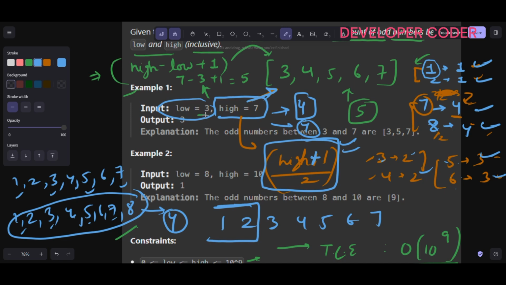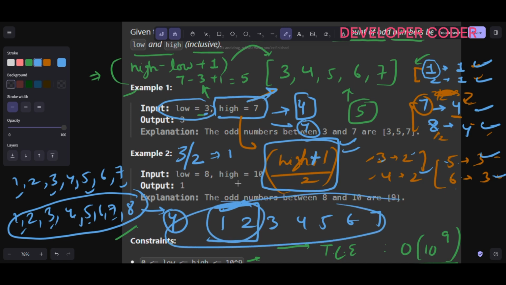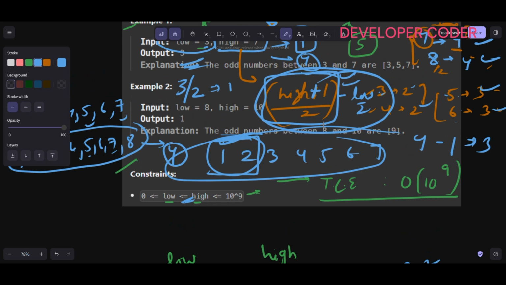So what I can do, this is a 3, right? If I do 3 divided by 2, then I will get 1, right? So 1 is correct, since only one odd number is there. So overall 4 odd numbers are there, and here if I do low divided by 2, I will get 1, and subtract 1, right? This is the formula I'm talking about. If I do this, I will get the same correct output, right? So this is just a one liner code.